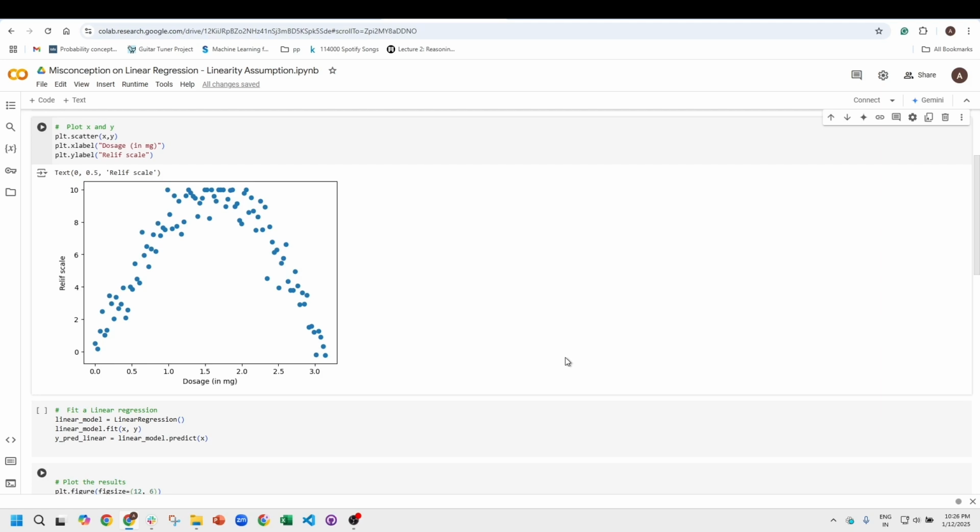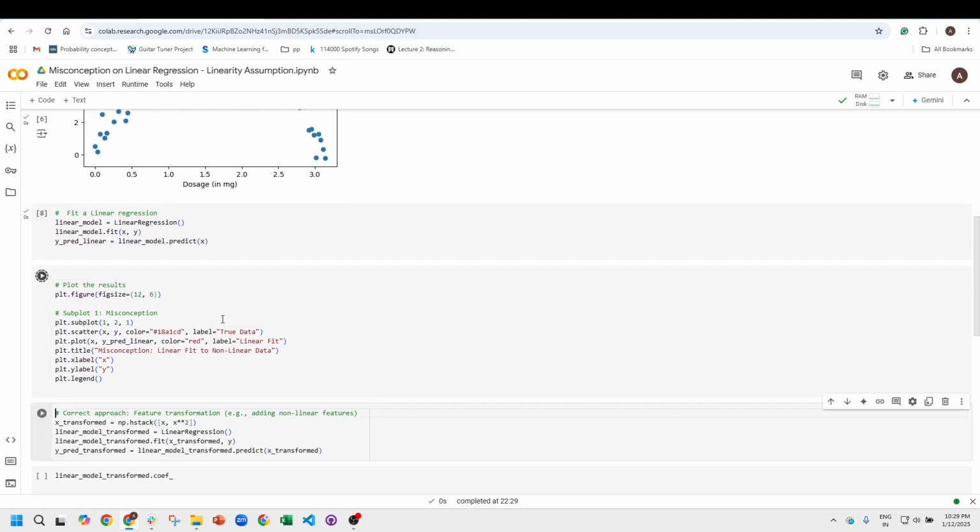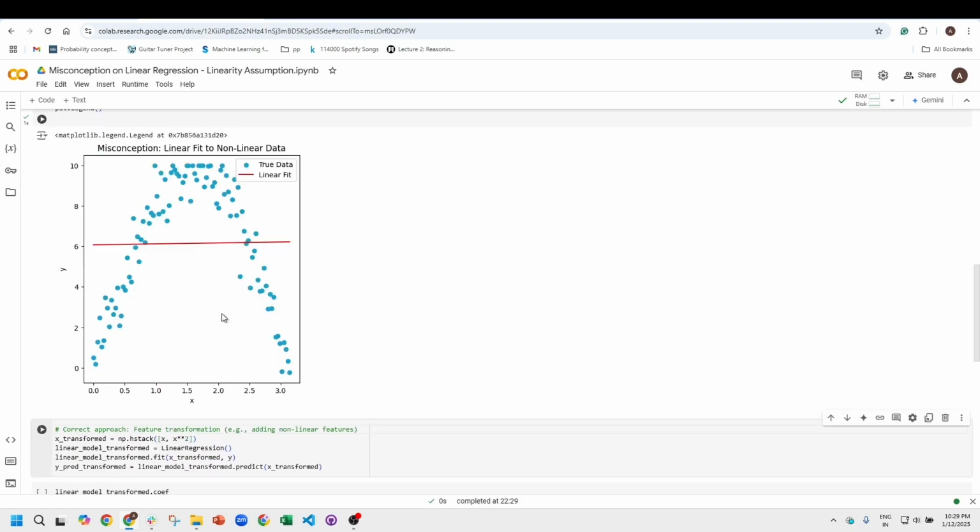Now let's say we want to model the relationship between the dosage and relief. The relationship is clearly not linear. But does that necessarily mean that we can't use a linear regression model? Let's see. We'll start by fitting a linear regression model as is. Let's invoke linear regression from scikit-learn, fit it on x and y, and predict for all the values of x. Now let's plot the data and our fitted line from this model. We can clearly see that the model is doing a pretty bad job.